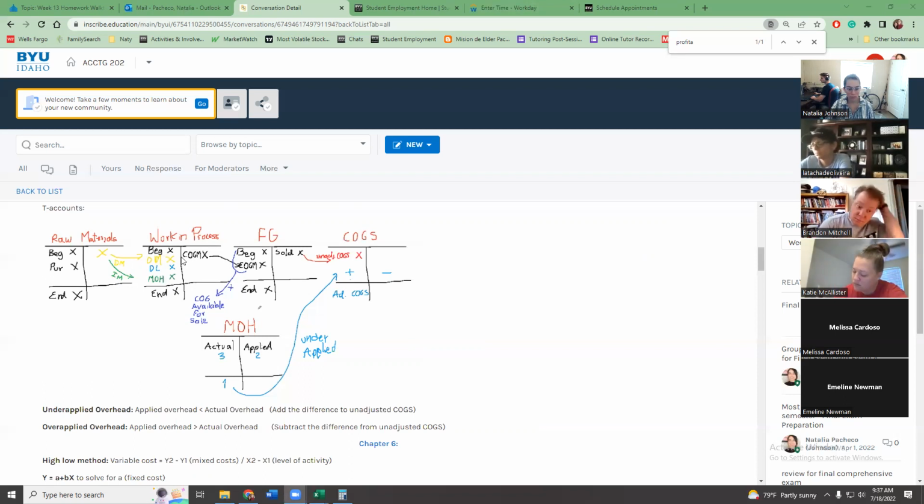And what you create, or all the goods that are manufactured, that's cost of goods manufactured, and they go to finished goods. And then the finished goods inventory that you already had, plus the cost of goods manufactured that you created in that period, if you add those together, that's the cost of goods available for sale.